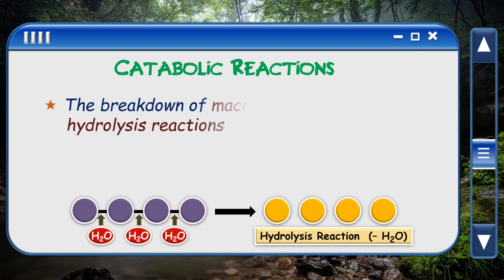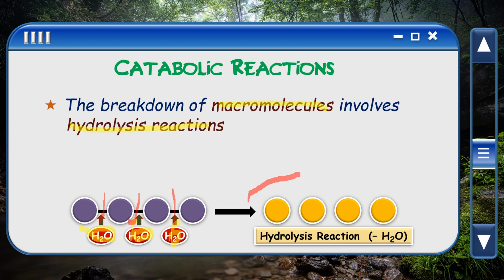Catabolic reactions, we are breaking down macromolecules through a process of hydrolysis reaction. Hydrolysis is the provision of water. When we provide water, that water is the one which is going to break the bonds, and after breaking those bonds, then we shall get our monomers.